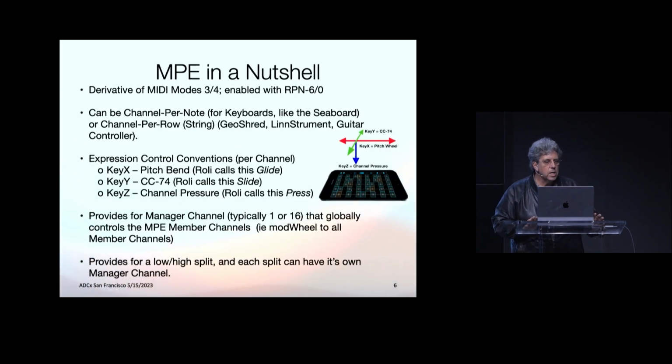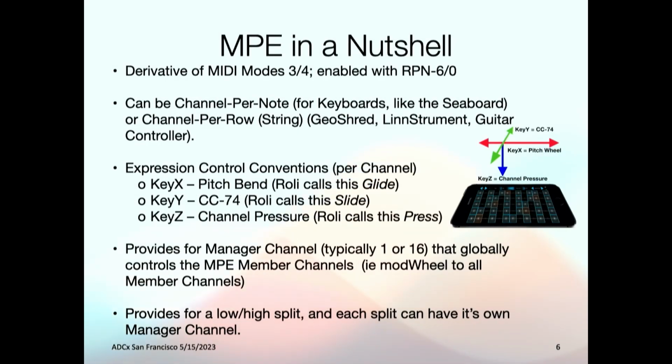So MPE in a nutshell, there's not a whole lot to it. It's derivative of what's called MIDI Mode 3, MIDI Mode 4 in regular MIDI 1.0. And there's a special RPN 6, that's basically used to communicate how many channels and where a channel split might be in the MPE implementation. And then RPN 0 is used to set the pitch bend sensitivity, because MPE makes extensive use of very wide pitch bend ranges for pitch fluidity.